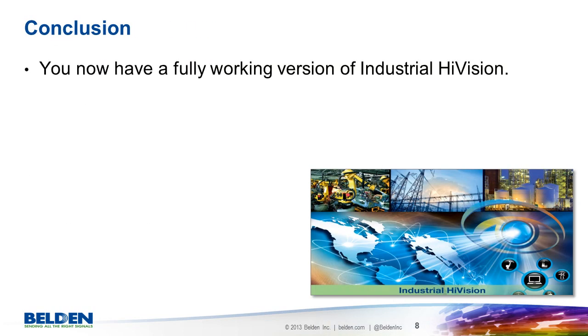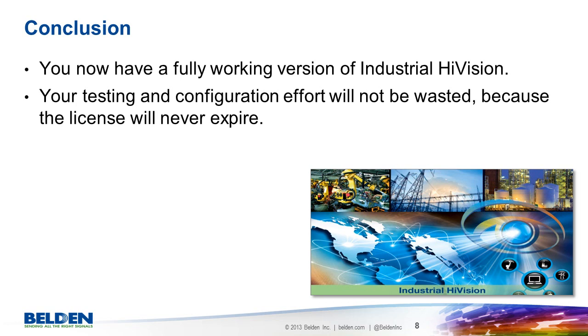That's it. You're now ready to start using your free of charge promotion license. Whether you use the promotion version of Industrial HiVision to monitor your network at home or supervise a small network at your business, the work you put into configuration and customization will not be wasted. You can use the software free of charge forever.